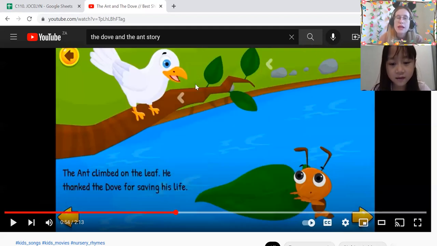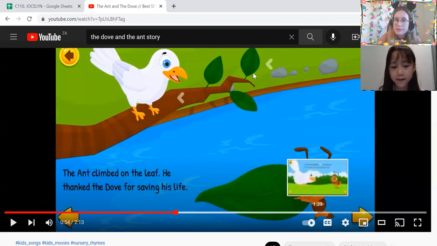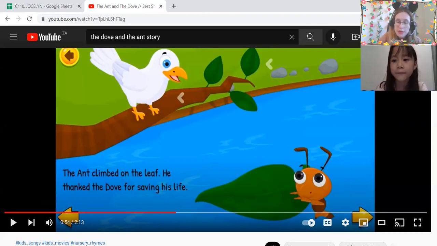All right. Ant climbed on the leaf. Climbed. Good job. Yeah. Okay, climbed. Leaf. He thanked the dove for saving his life. He thanked the dove.